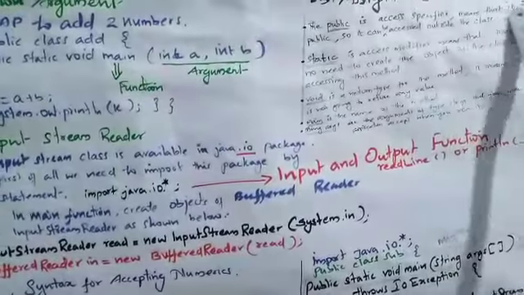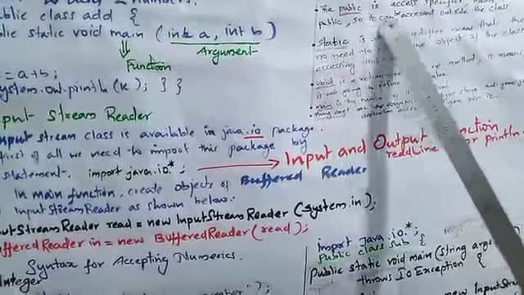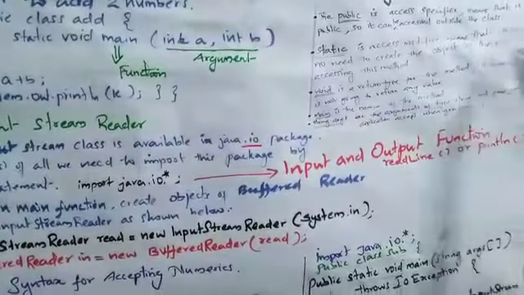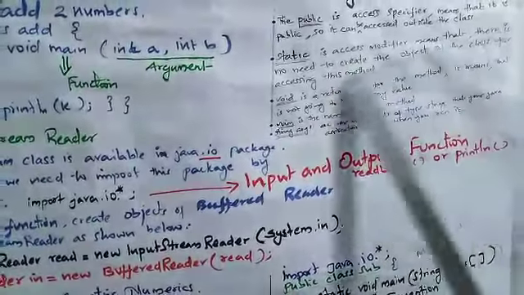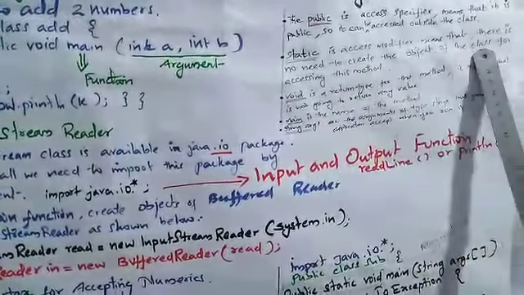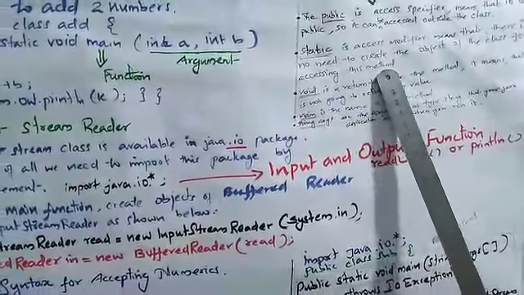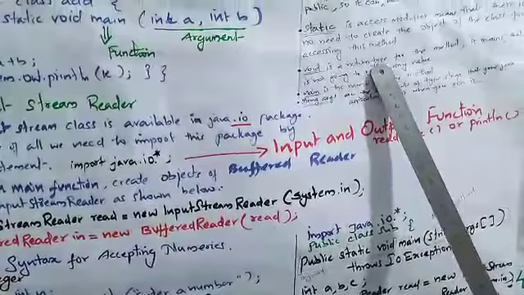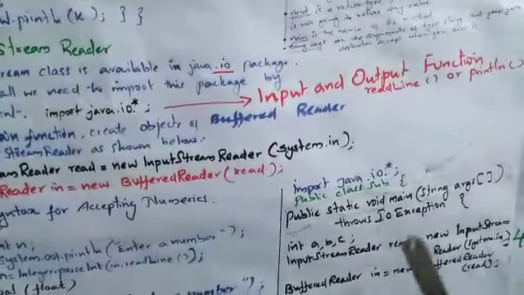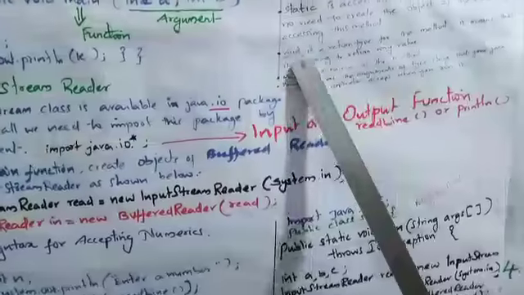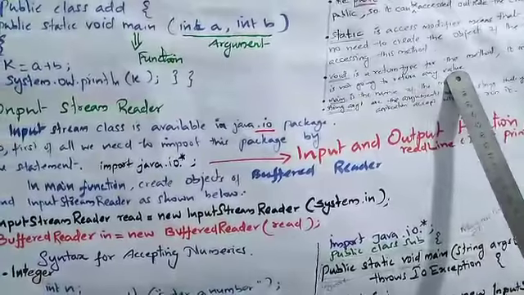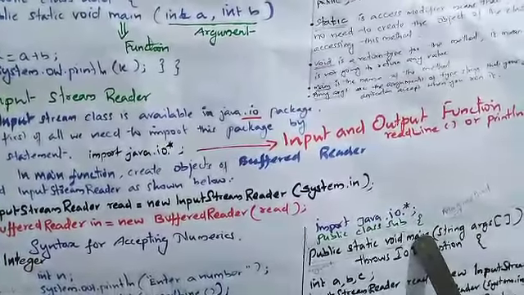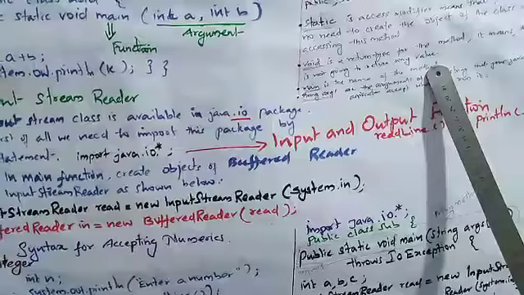Public is what? Public is an access specifier, which means it is public, so it can be accessed outside the class. Static is an access modifier, which means there is no need to create an object of the class for accessing this method. Next one is void. Void is a return type. It means that it is not going to return any value. Next one, main. Main is the name of the method.